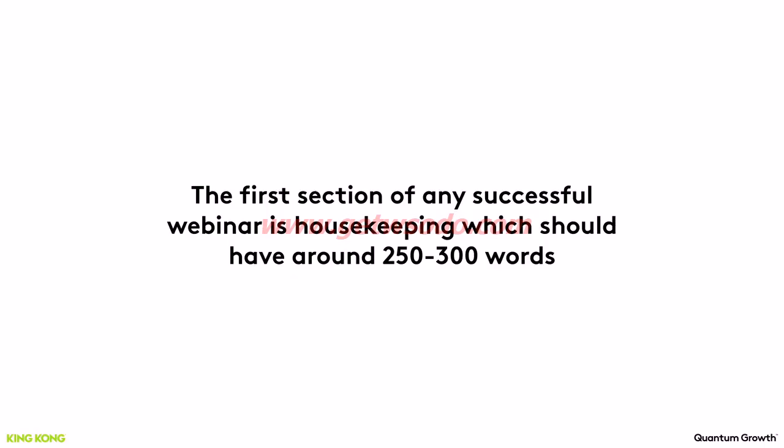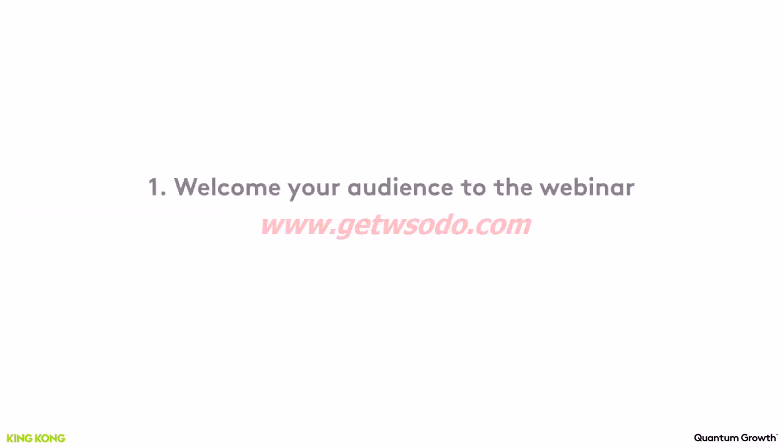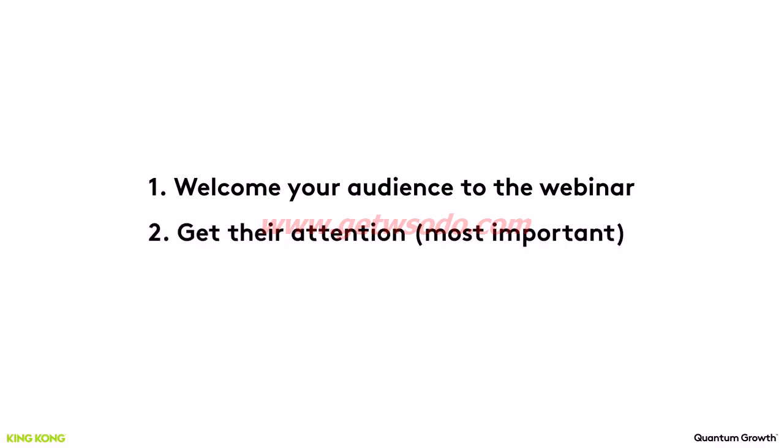So the first section of any successful webinar is housekeeping, which should have around 250 to 300 words. And you want to achieve 3 main tasks in this section. The first one is just to welcome your audience to the webinar and to acknowledge that the sound and the audio and all of that is working. And then the second thing is to also get their attention.